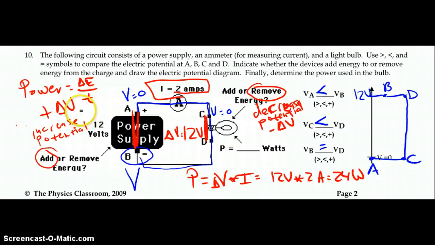Okay, so that wraps up energy and power in circuits. We'll be moving on to series and parallel combinations next to look at how we can connect multiple objects together in a circuit.